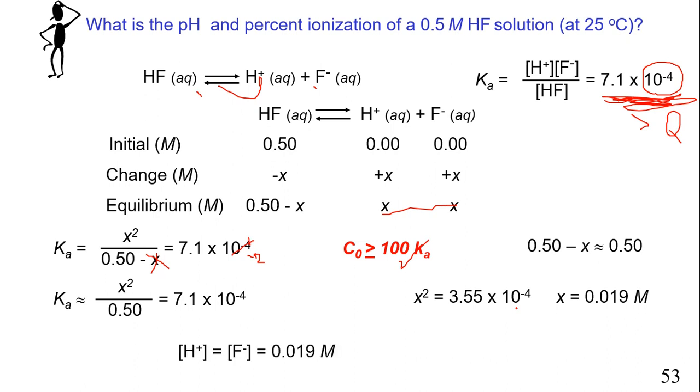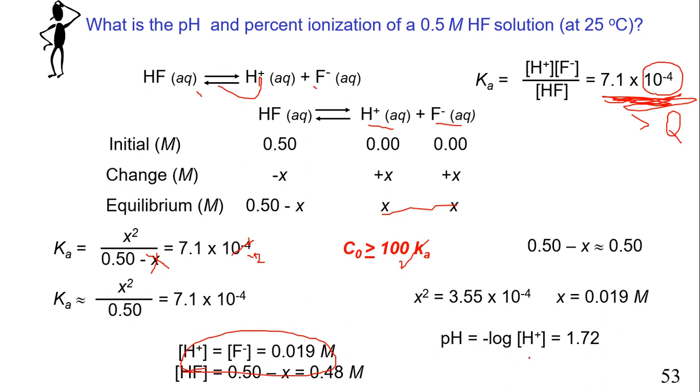So get to know them by now. If I found x, that means I simply found the H plus and the F minus. There you go, and that's my x. If I have my H plus, of course, I have my pH. pH is simply minus log of H plus, which is, plug in the numbers and you get pH is 1.72.